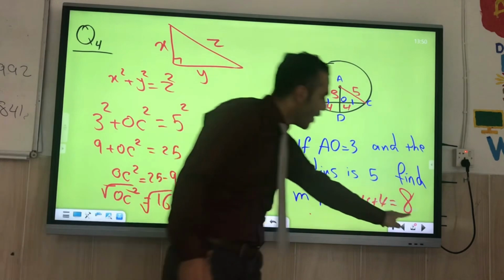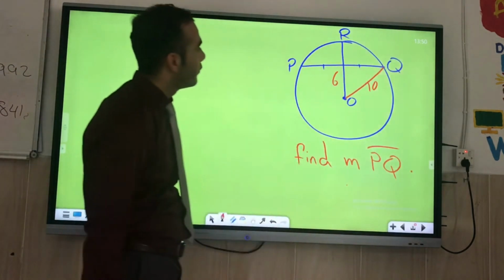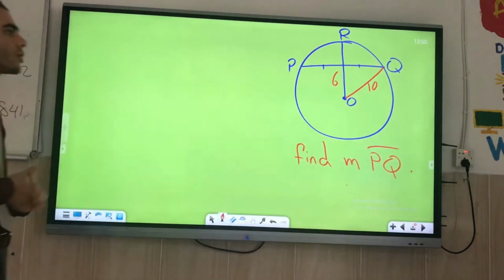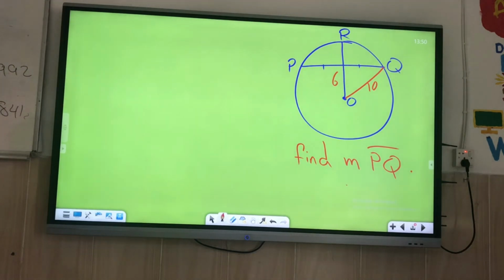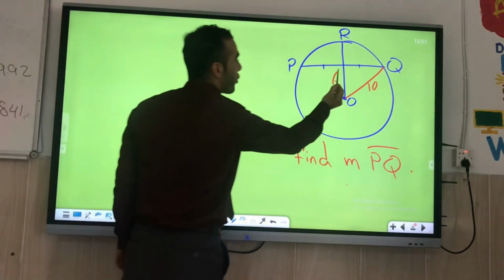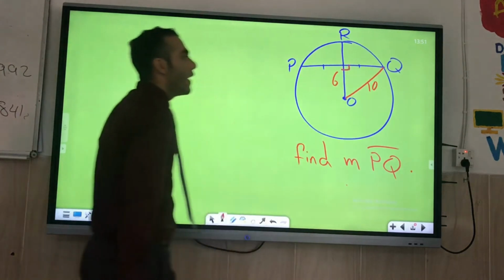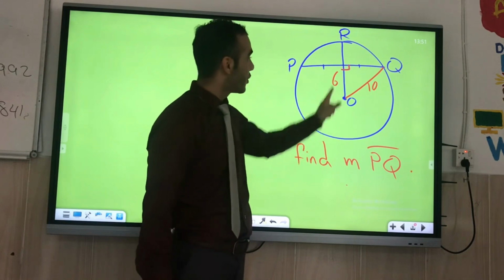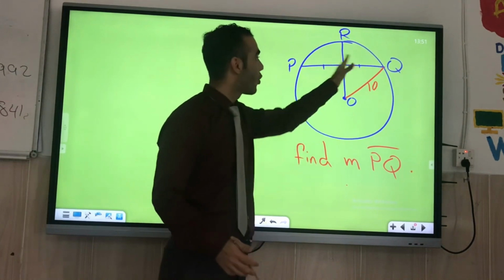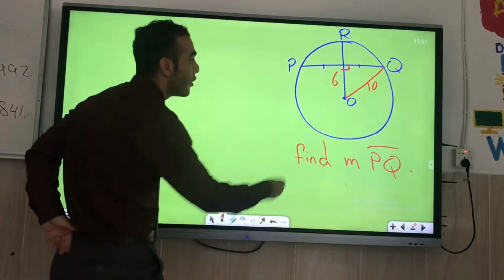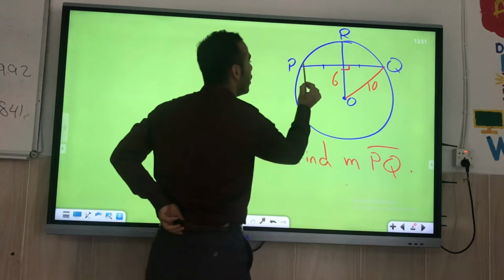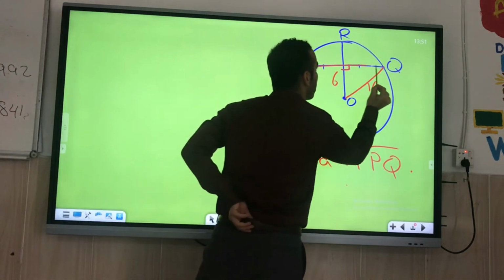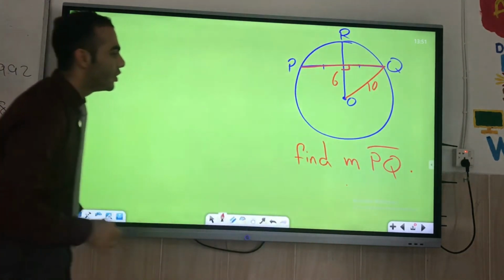Next question, let's see whether we have a question or not. Yes, one more question regarding that part of the section. Again, we have a radius which is perpendicular to a chord. It shows us that these two parts are equal, because that small line tells us that these two parts are equal to each other. So find what? Find PQ. Again, we need to find the chord PQ.